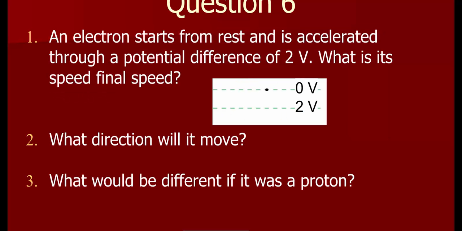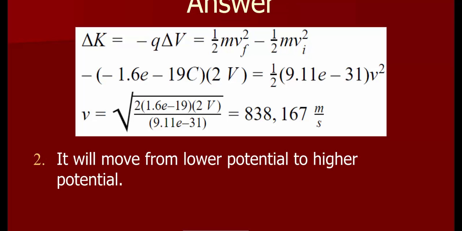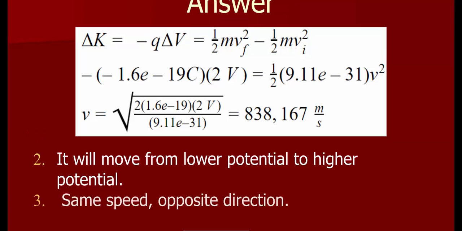Okay. So then the next question says, what direction will it move? Well, according to this picture, what direction will it move? Down. Down. So it will move from a lower potential to a higher potential, so down. And then if it was a proton, it would end up with not the same speed. It would end up with the same energy, but in the opposite direction.